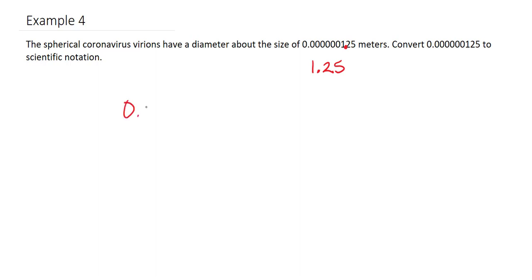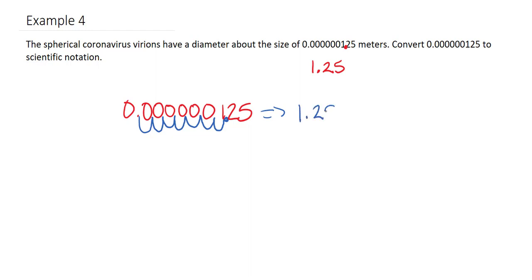So let's go ahead. 3, 4, 5, 6. So there's 6 zeros, and then the 1, 2, 5. In order to move this, we need to move it 1, 2, 3, 4, 5, 6, 7. So we ended right there. So that becomes 1.25 times 10 to the negative 7, because we need that negative exponent, right? And we moved it over 7 times. And this is for meters.